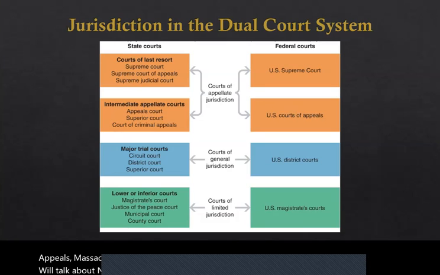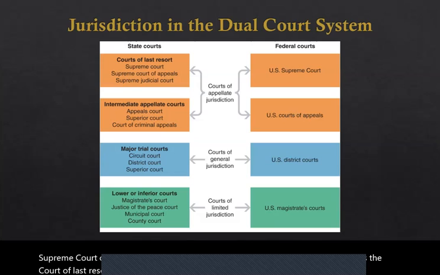And then if you don't like what you get at the Intermediate Court of Appeal, if a state even has it, you can go to the state court of last resort, right? This is usually called the Supreme Court or the Supreme Judicial Court or something along those lines, but it's the court of last resort. So this is the highest that you can go.